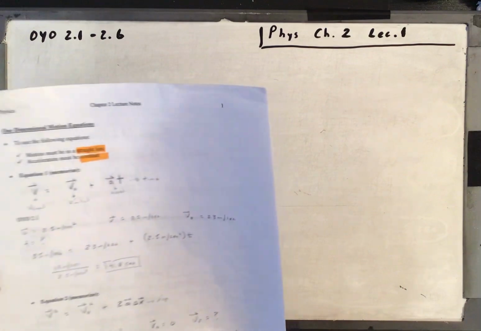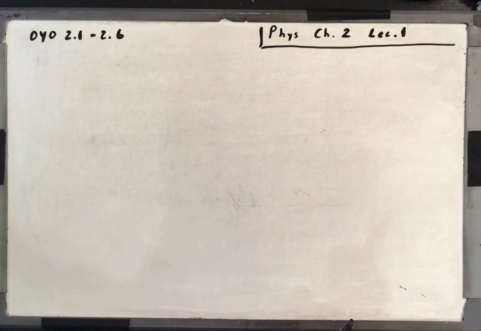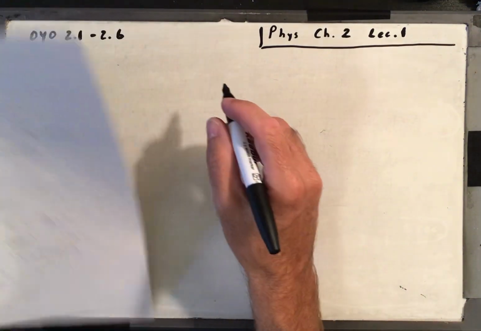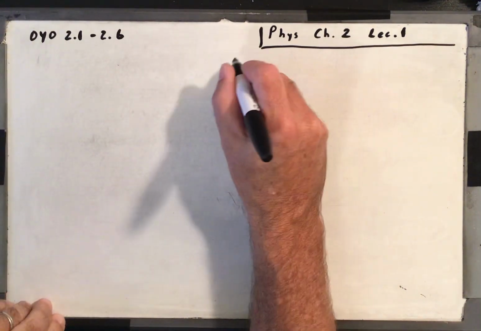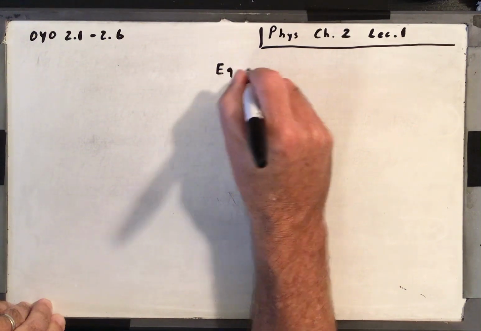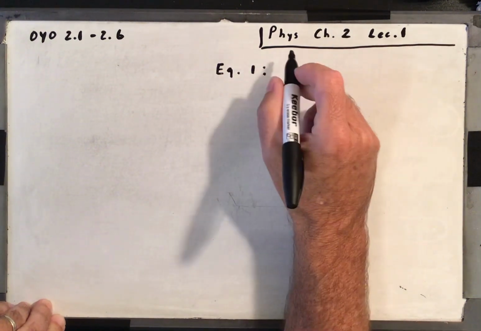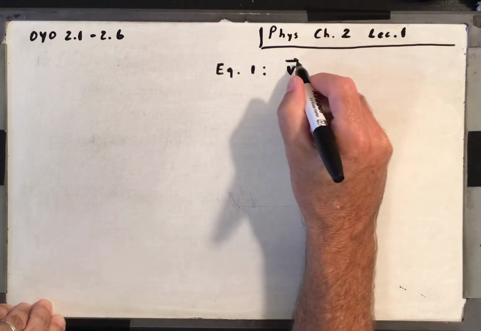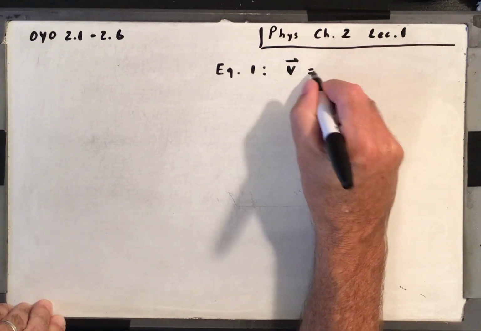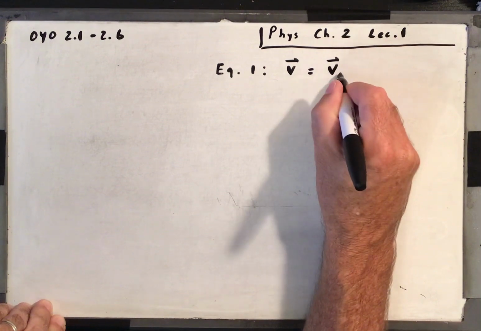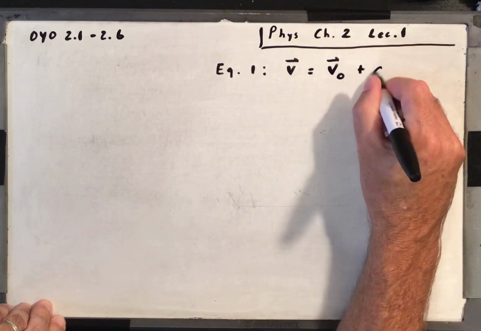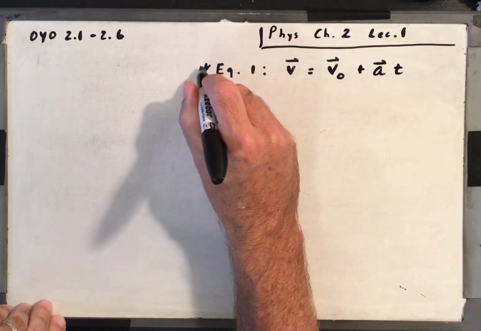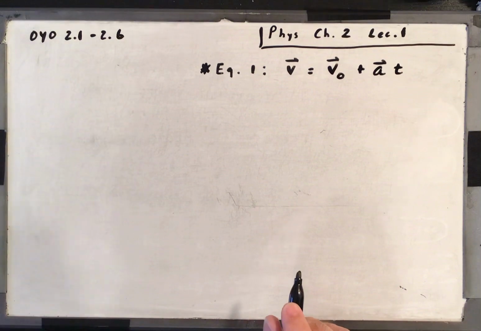And we're going to learn three major motion equations. So just write these equations down. We've got to memorize them. Equation 1 is final velocity, so just use v, and it's a vector, is equal to initial velocity, that's v naught, plus acceleration times time. You absolutely have to memorize that equation.